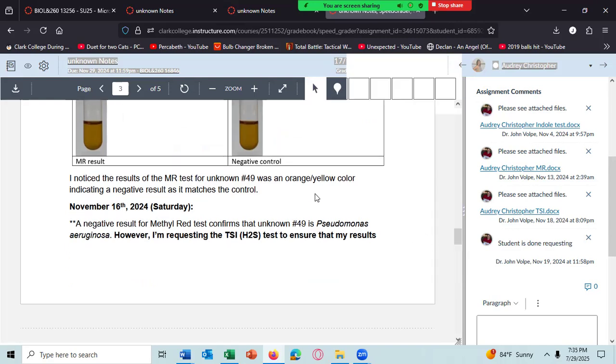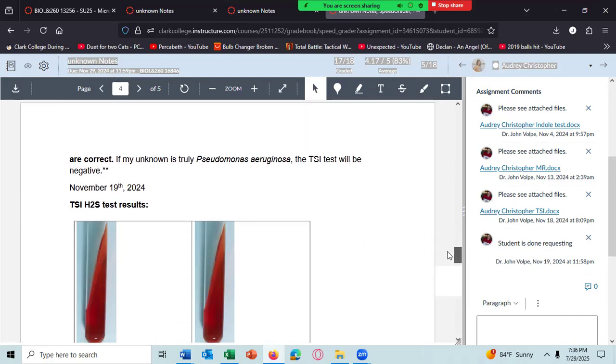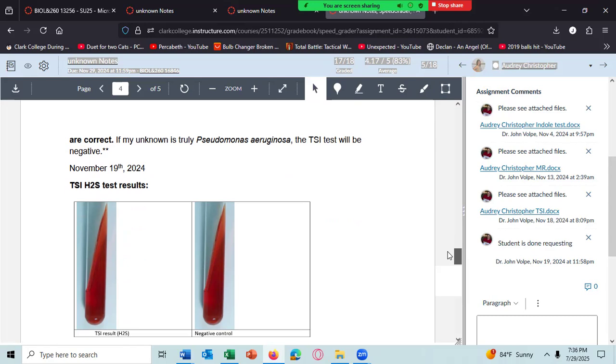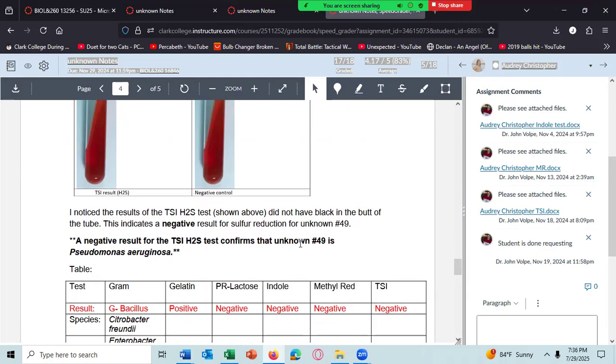And you are allowed to request one confirmation test. So this person has narrowed it down to one species, which, where do they say it is? Pseudomonas aeruginosa, but they wanted to do one more test. You can ask for one confirmation test. And they did the H2S test. It's H2S negative, confirming that the unknown, that number was 49, is Pseudomonas aeruginosa.